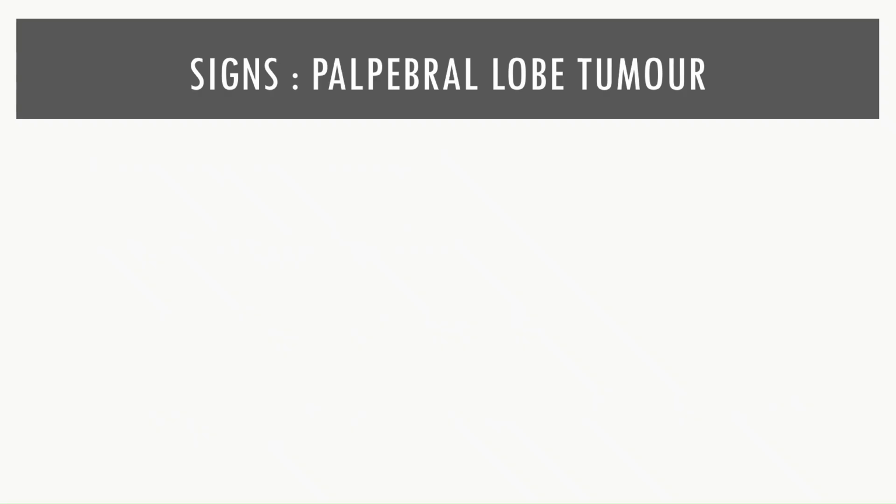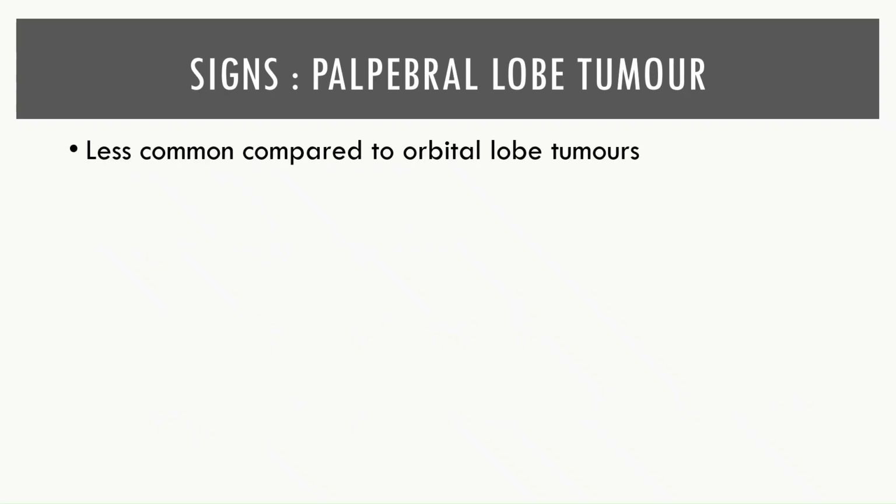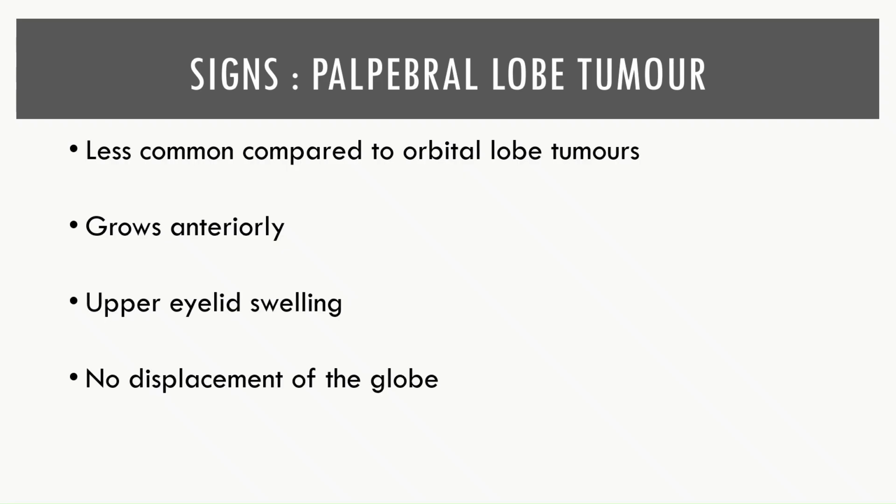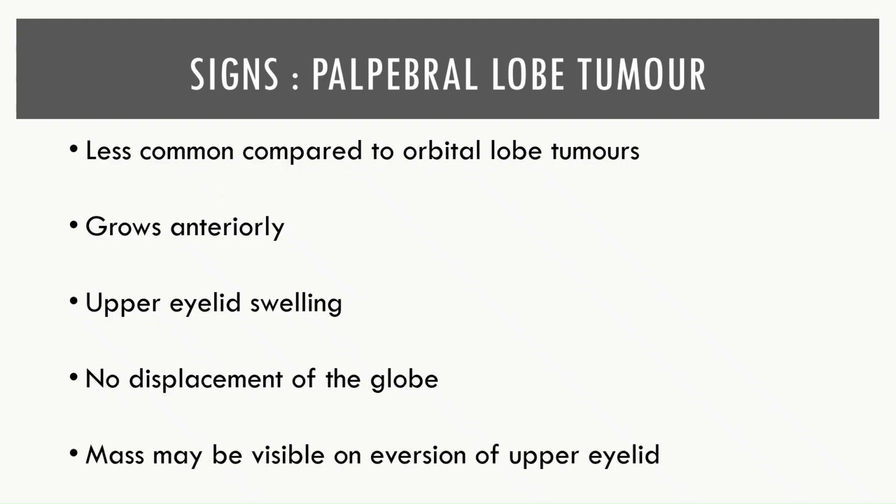Signs in palpebral lobe tumor. Palpebral lobe tumor is less common compared to orbital lobe tumors. It grows anteriorly, causing upper eyelid swelling without dystopia. It may be visible on eversion of upper eyelid.